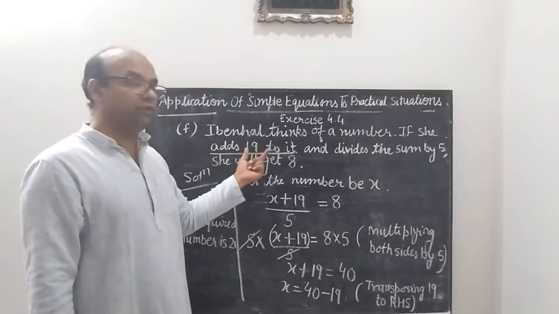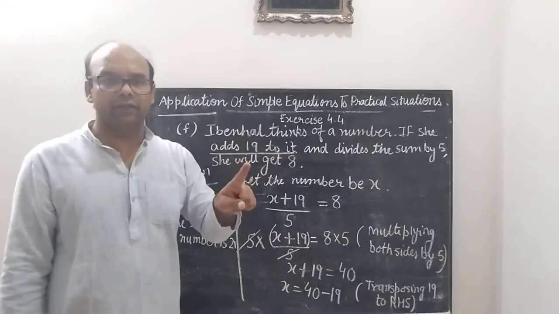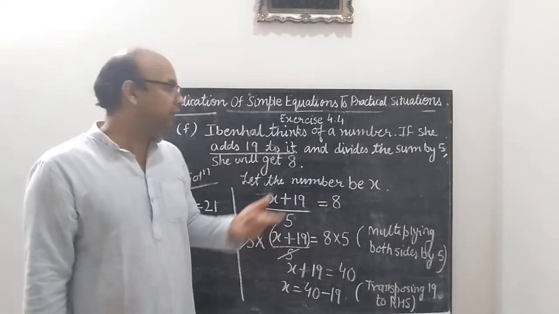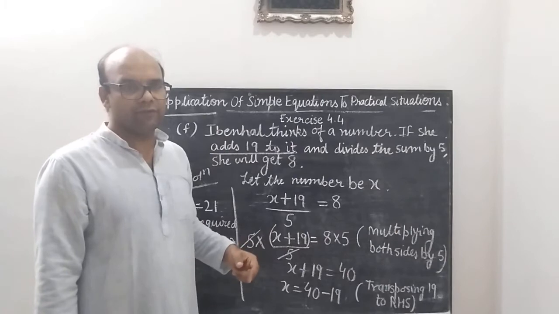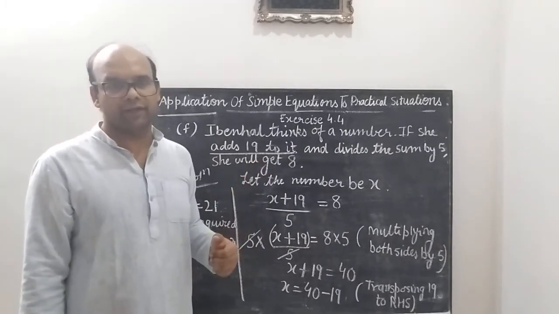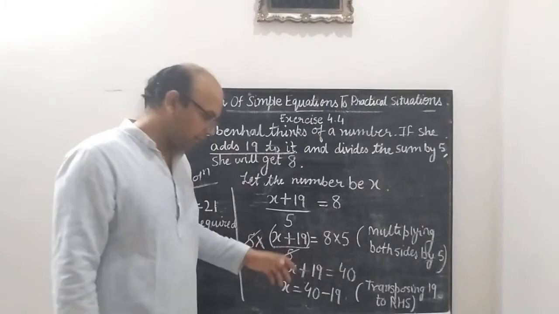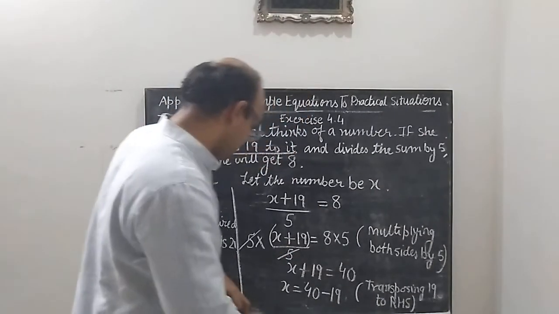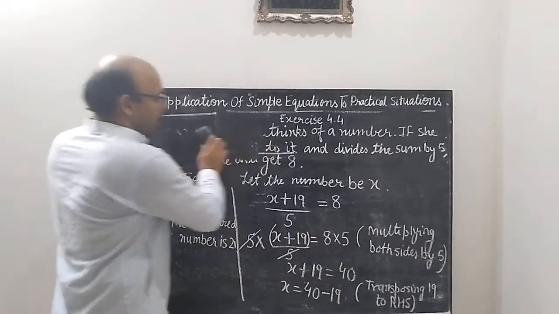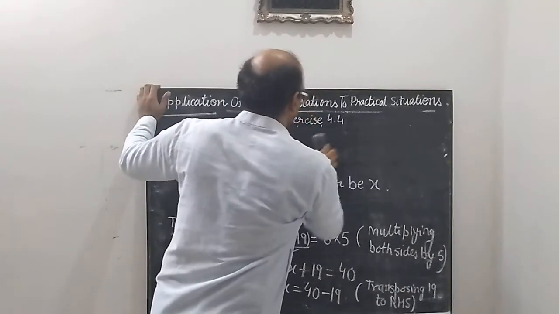We are adding 19 to it. 21 plus 19 is 40. Divide the sum by 5. 40 divided by 5 is 8, and that is what we want. So our answer is correct. Now we move on to the last part of the first question.